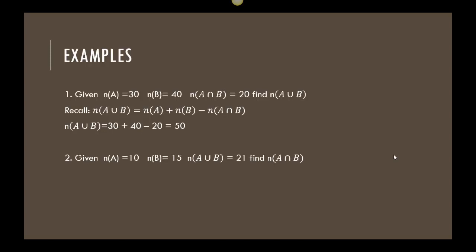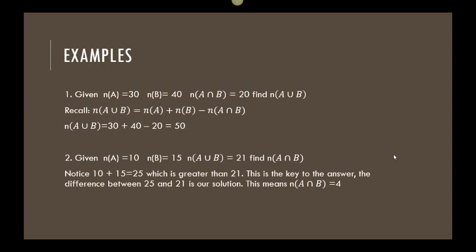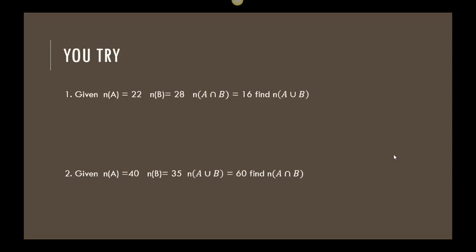What should generally pop into your head is let's add the 10 and the 15 to get 25. And immediately you should think, well, 25 is bigger than 21. That's great thinking, because that difference between the two, that 25 and 21 difference, is our solution. So the number in the intersection would be 4. It's whatever is just too much. That's what we want to look at. That's our overlap.